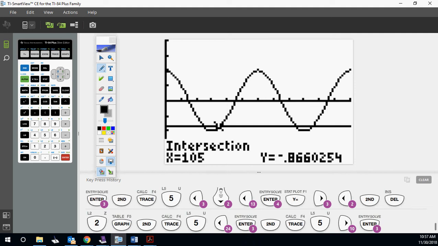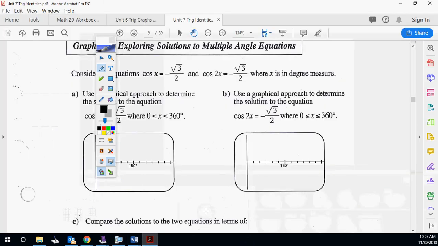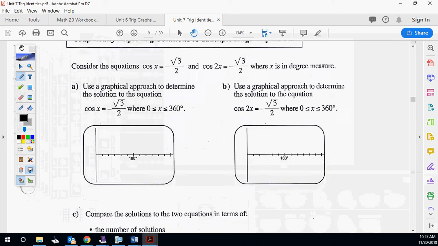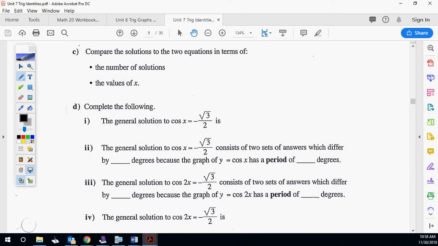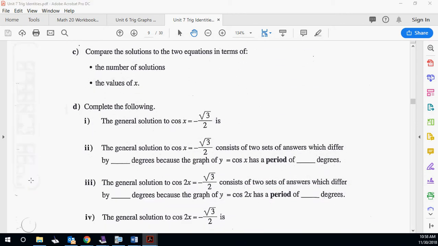255 and 285 are the other 2. So 75, 105, 255, 285. Okay, so coming off the calculator now, let's go back to the workbook. All right. Okay, so compare the solution to the equation.